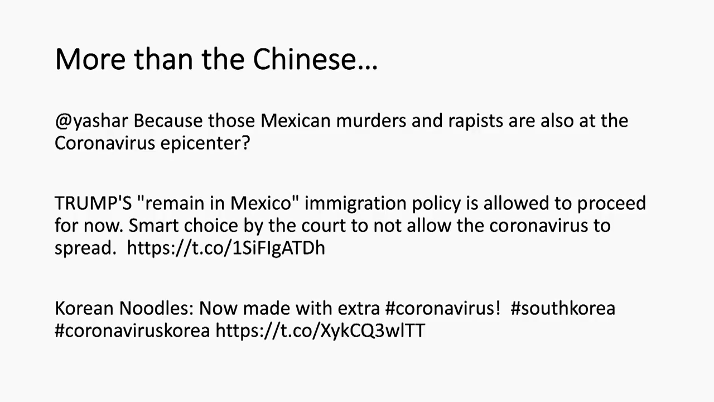The third point I want to make is that this is not simply an issue facing the Asian American community today. Here are some examples from social media, which I'll mention briefly, showing spillover effects to other communities like the Latinx community. For example, one person on social media wrote, because those Mexican murderers and rapists are also at the corona epicenter. I'm sorry for these kinds of quotes, but this is emerging simultaneously with all the incidents you are hearing about in the Asian community. If you surf social media, you will find other examples like this. This touches many, many communities, not just the Chinese and Asian American community.